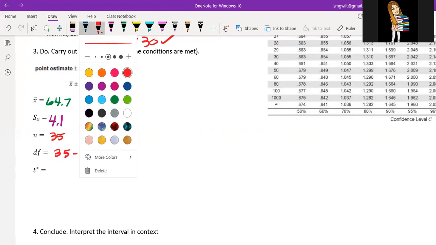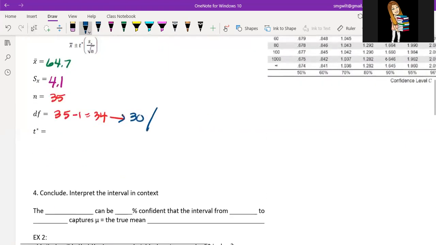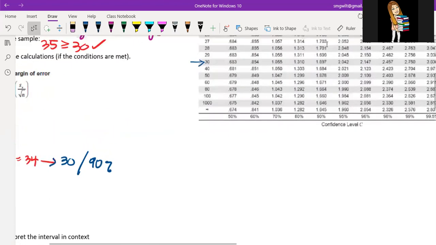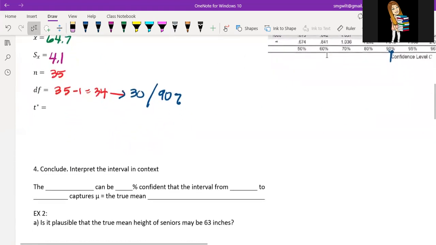Remember that we always round down. So rounding down here would be 30, because 34 is not on the table. Then remember that we're looking at a 90% confidence interval. So we're going to use the T table to determine where 90 and 30 meet, and that's 1.697. So that means that T star is 1.697.